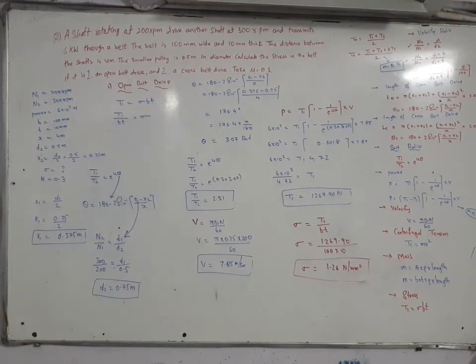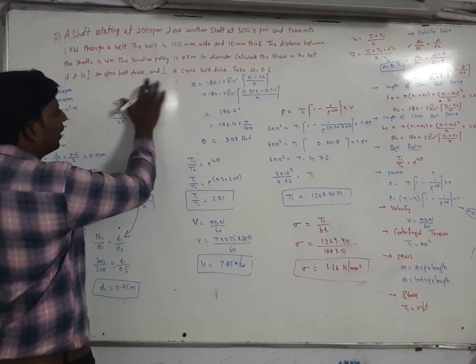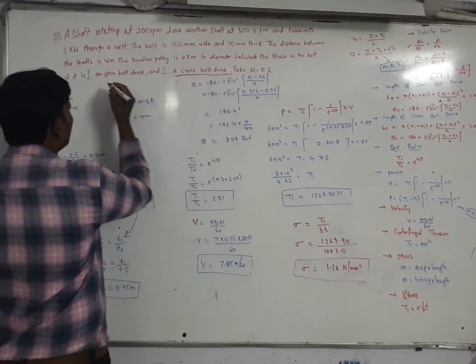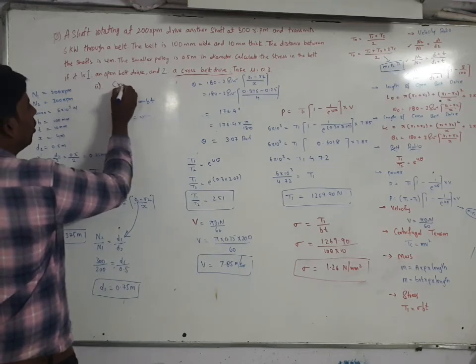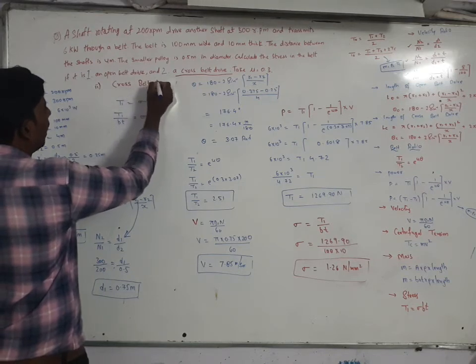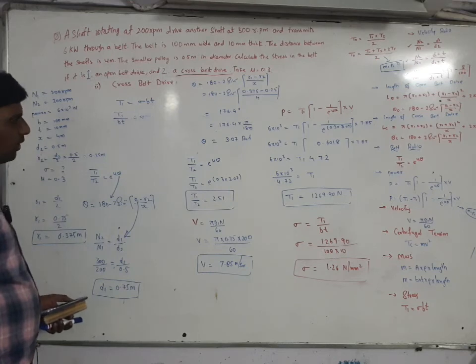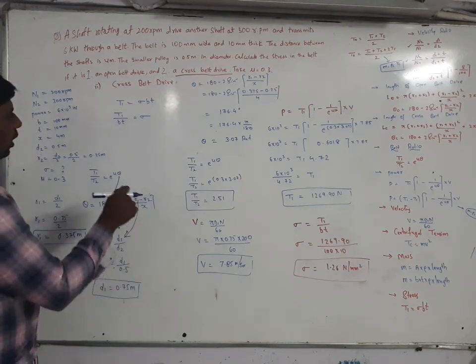Now the next bit: this was for the open belt drive. Now the next bit is the cross belt drive. For the second bit it is the same thing, only some values will be changed in the formula. Next one is the cross belt drive. For the cross belt drive again you have to find out the stress only.